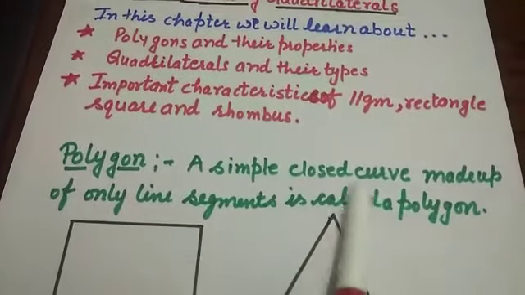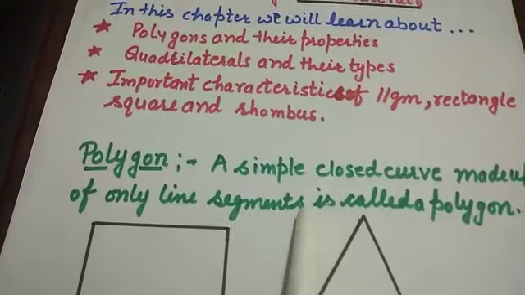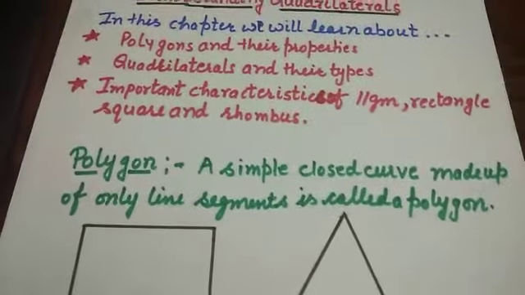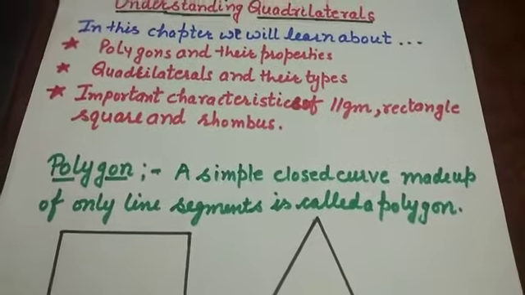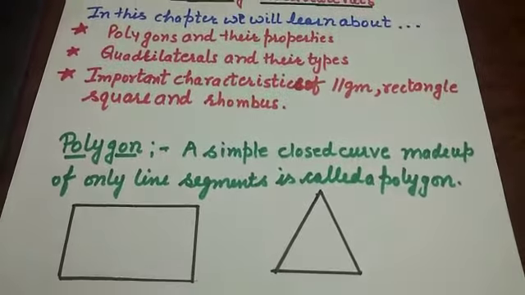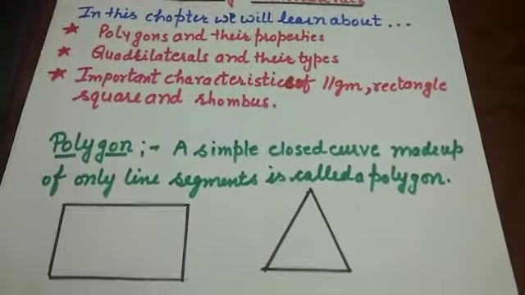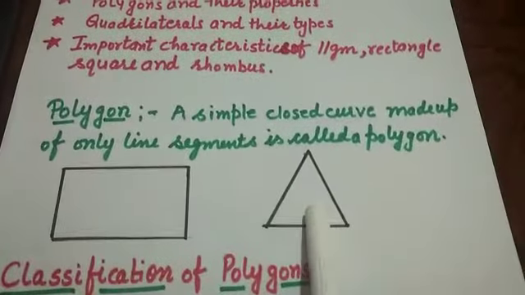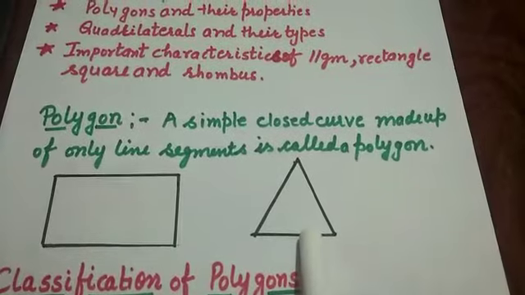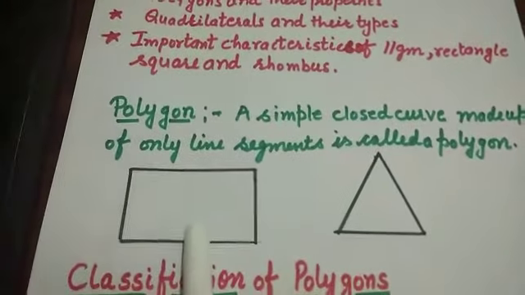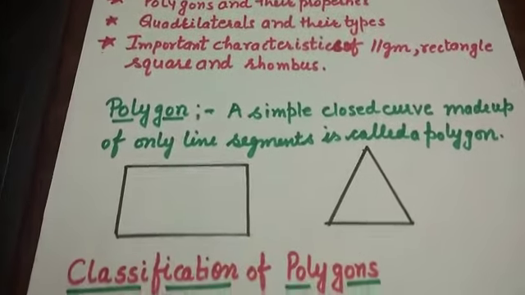A simple closed curve made up of only line segments is called a polygon. In your junior classes, you have done the polygons. A closed figure made up of at least 3 line segments is called a polygon. For example, triangle. This is the figure having the least number of sides. Rectangle we have taken.